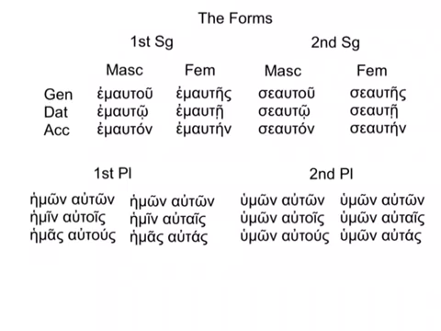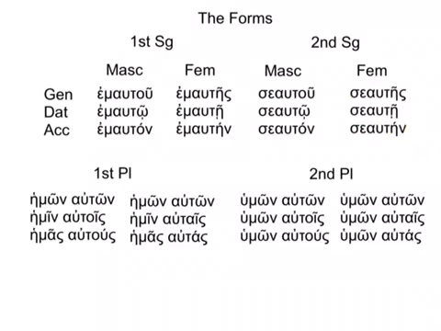For first singular, for masculine we have emautou, emauto, emauton, and for feminine we have emautes, emaute, emautain. For second singular, for the masculine we have seautou, seauto, seauton, and for the feminine seautes, seaute, seautain.